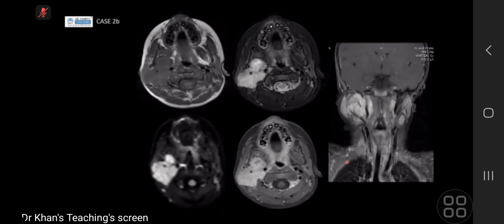Okay, would you put any other differentials? The first, for me, is carotid body tumor. Second is schwannoma and neurofibroma. Third, it could be a glomus vagale. The other is enlarged lymphadenopathy in this region.